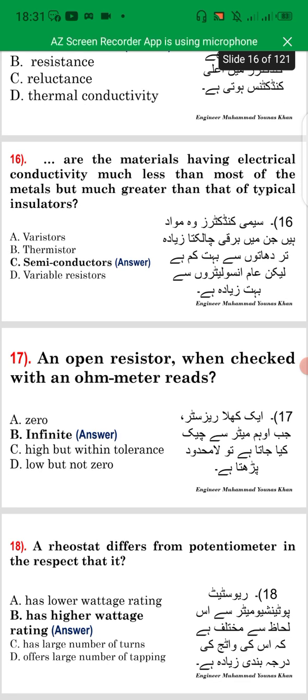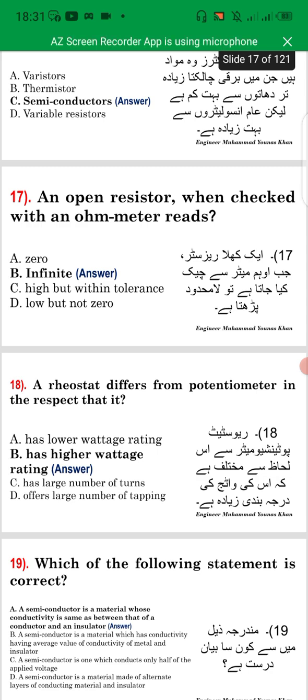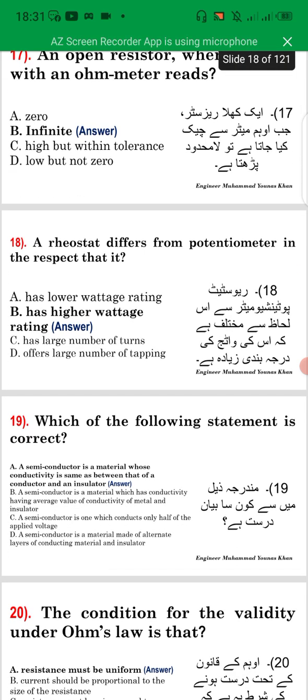Question number 17. An open resistor when checked with an ohmmeter reads 0, infinite, high but within tolerance, low but not 0. Correct answer is infinite. Question number 18. A rheostat differs from a potentiometer in the respect that it has lower wattage rating, higher wattage rating, large number of turns, or offers a large number of tappings. Correct answer is higher wattage rating.